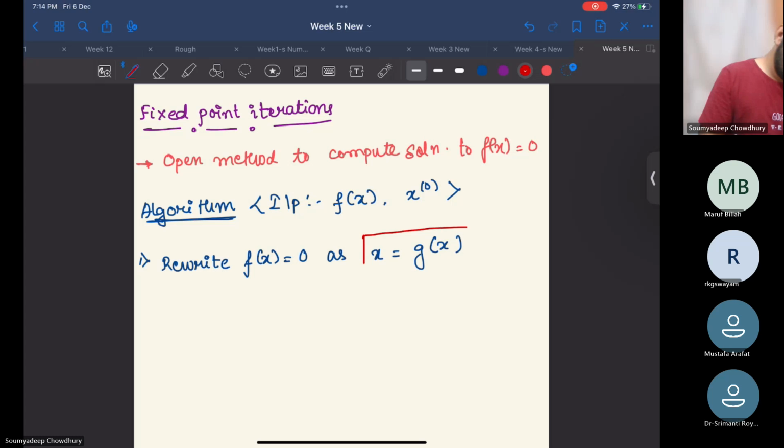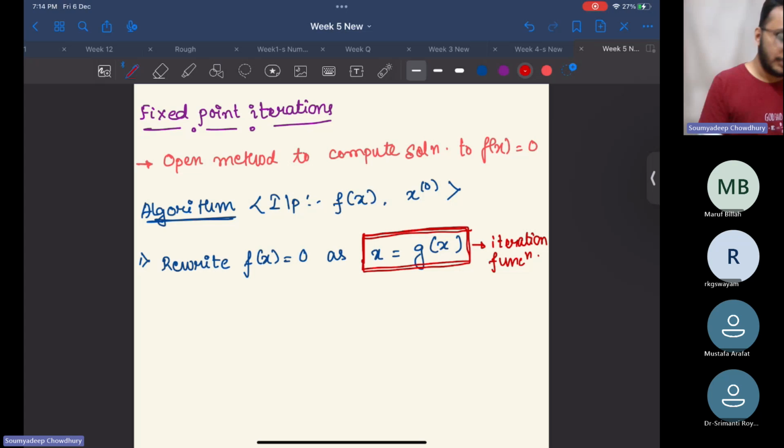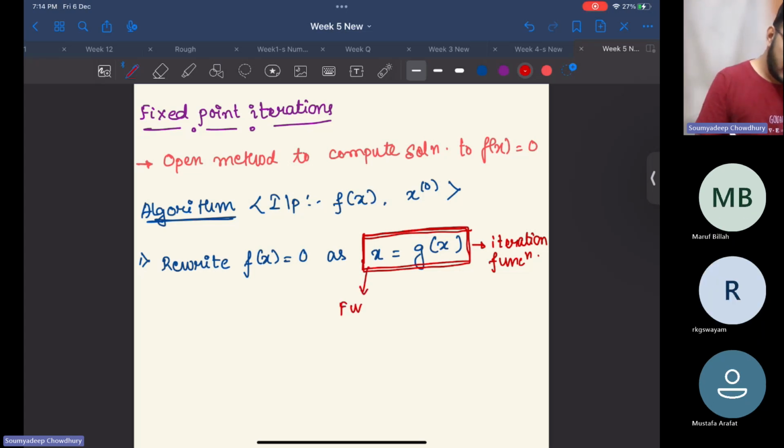So just first try to understand. Once we see the example, it will be clear to you. So we have to rewrite that equation as x equals some function of x. This is known as the iteration function. So this we call function b. This we call function a. So if we can do this, then we can find out the intersection point of y equals g of x and y equals x.